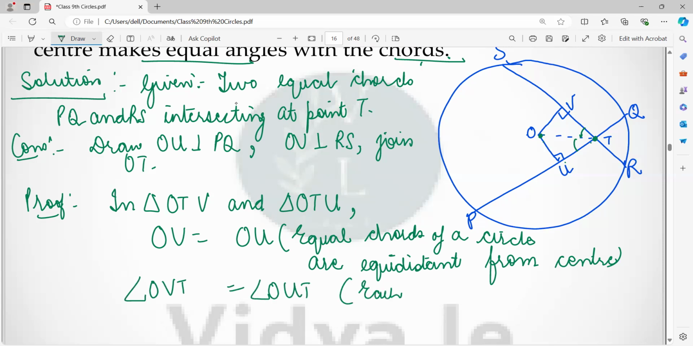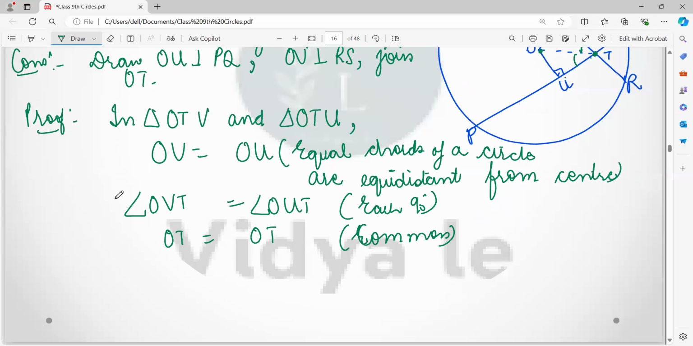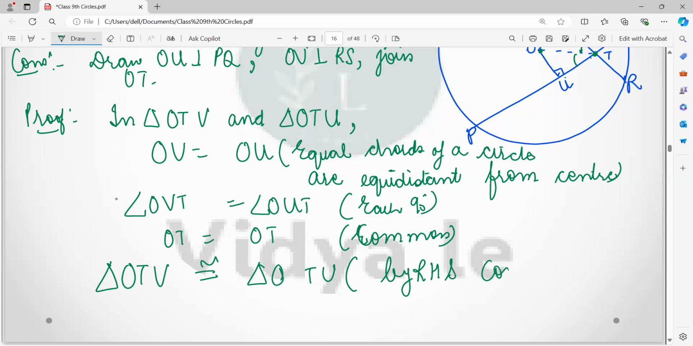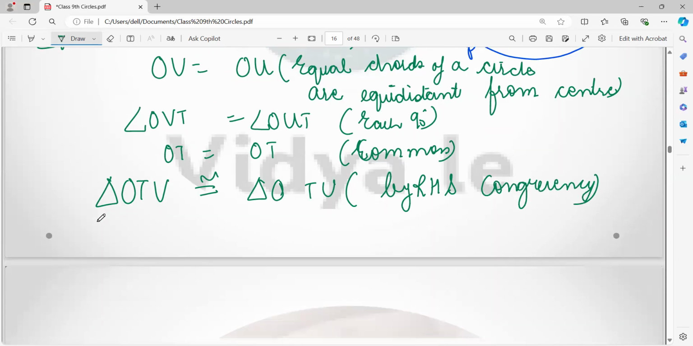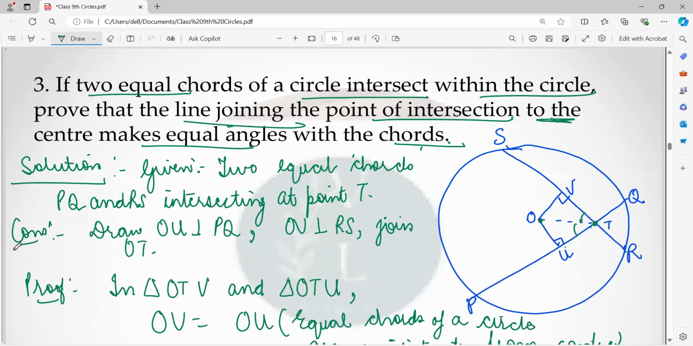Okay. Now, the next we have is angle OVT is equal to angle OUT. Both are 90 degrees each. And the third we have is OT is equal to OT, common. So using the first three equations, we'll get triangle OTV is congruent to triangle OTU, again, by right angle hypotenuse side congruency. And we know that when the two triangles are congruent, their corresponding parts are equal. So angle OTV is equal to angle OTU by CPCT. And this is what we need to prove.